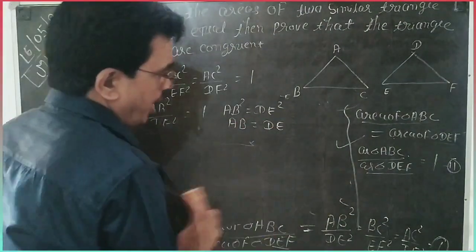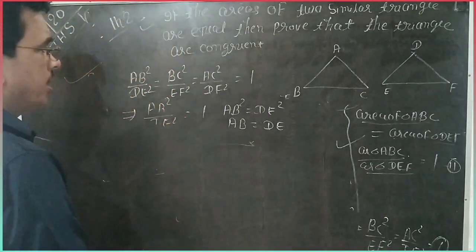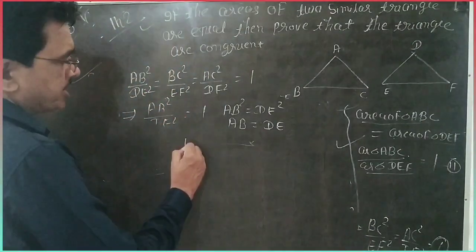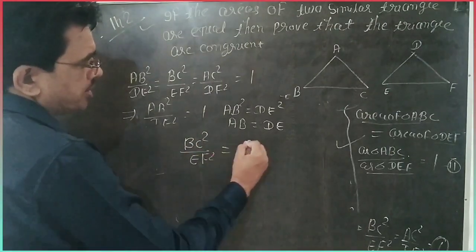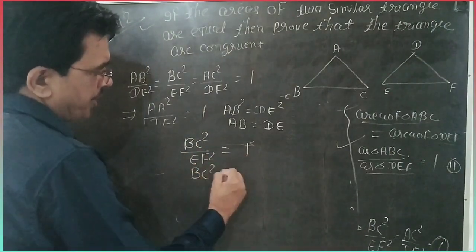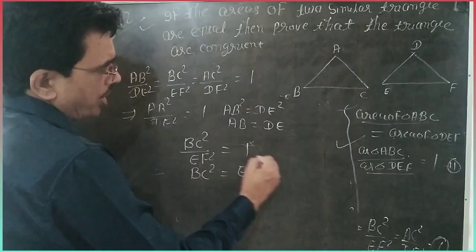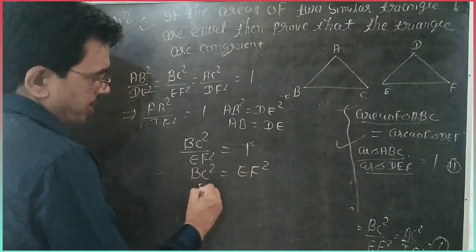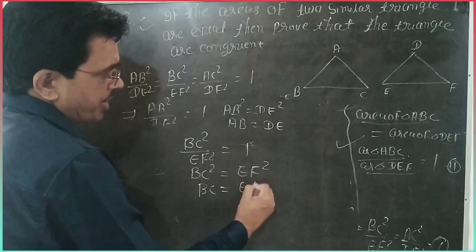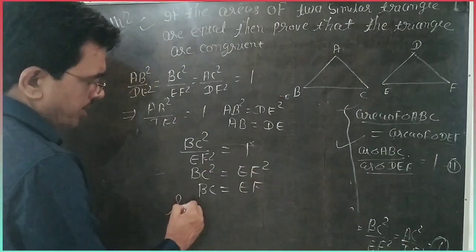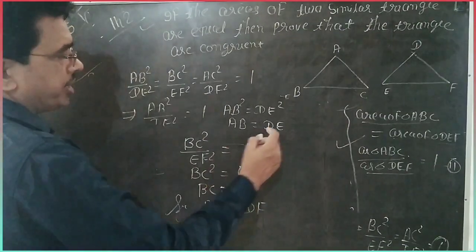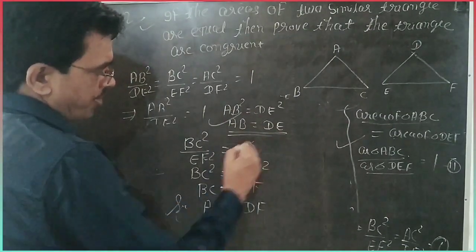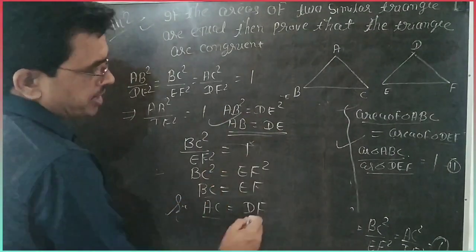Similarly, you write the other: BC square by EF square is equal to 1, then BC square is equal to EF square, by cross multiplication. So BC is equal to EF. Similarly, AC is equal to DF. Here are three equations: AB is equal to DE, BC is equal to EF, and AC is equal to DF.